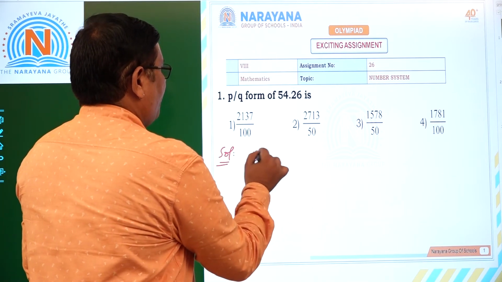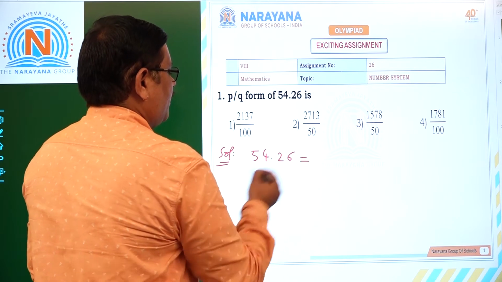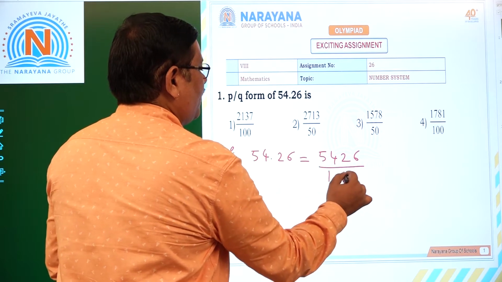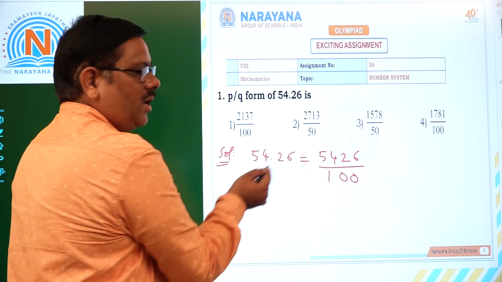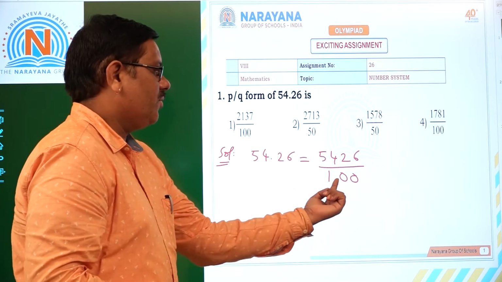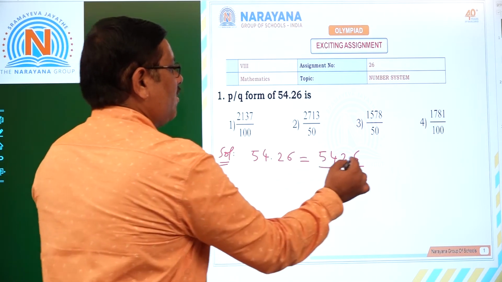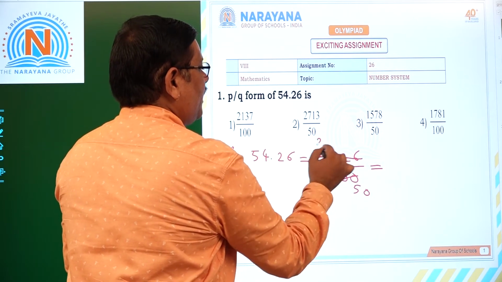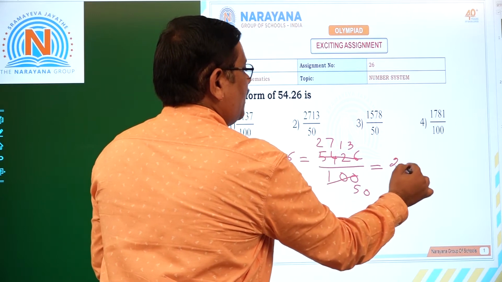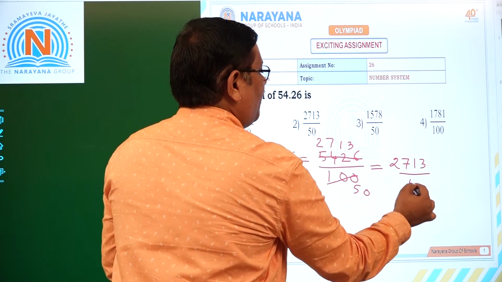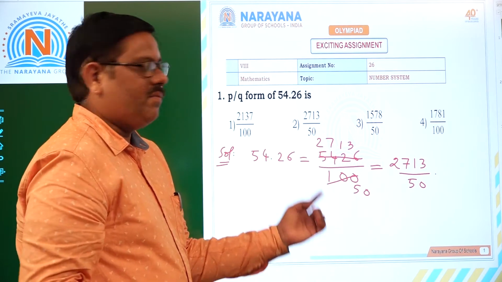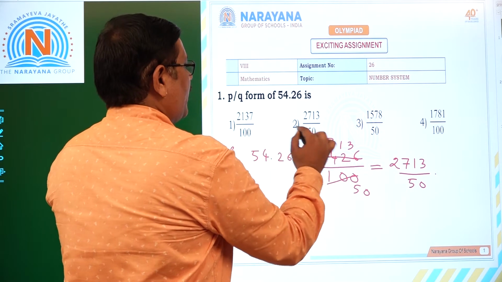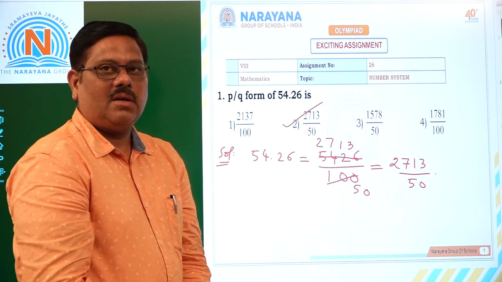If you look at 54.26, if you write it in rational form, that is 54.26 upon 1 followed by 2 zeros, because after the decimal we have 2 places, so we have to write 1 after 2 zeros. 54.26, if you divide numerator and denominator by 2, 100 becomes 50 and here 27.13, that is nothing but 2713 upon 50. That is the simplified form of this rational fraction. So out of the given options, the second option is the right option for the given question.